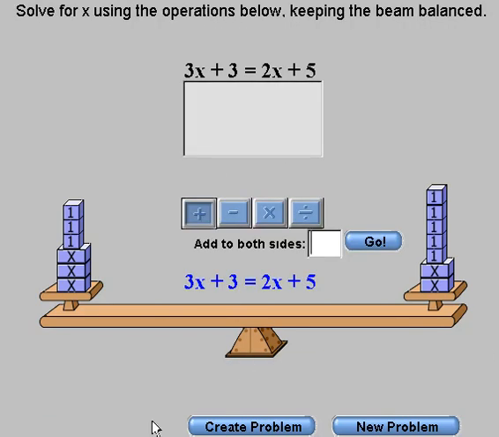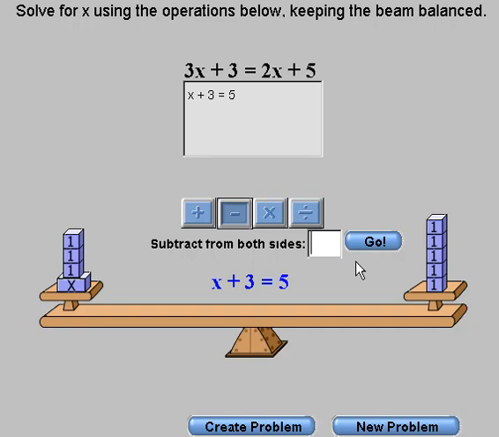So if I continue, let's see, there are more x's over here, so I might subtract 2x from both sides and just have 1x left over here. So I go minus 2x on both sides of my equation. It gives me a new equation. Now I don't want any 1's over here because I want x all by itself. So I would subtract 3 on both sides of the equation, and I end up with x equals 2, and then I'm finished with this problem.